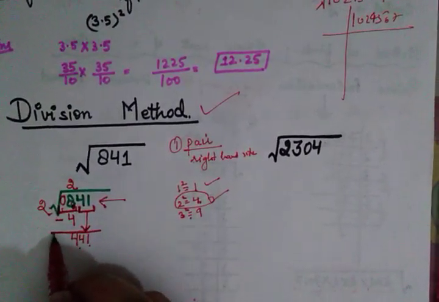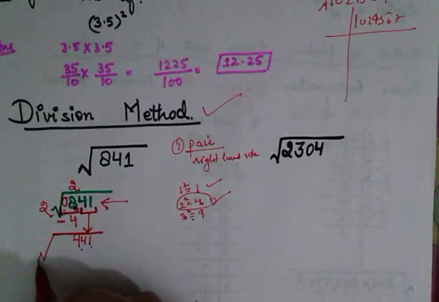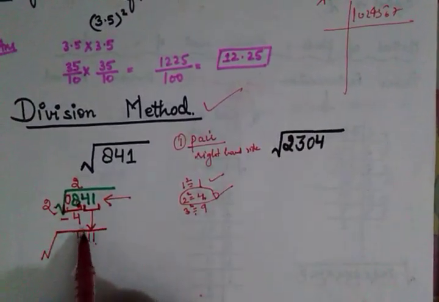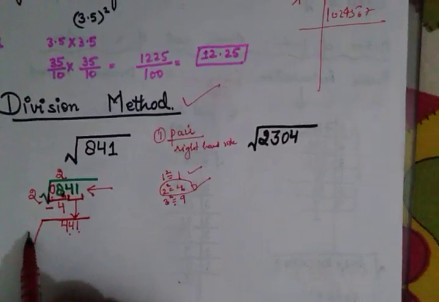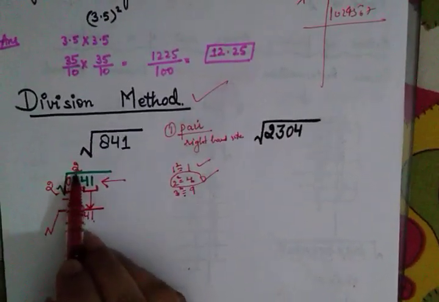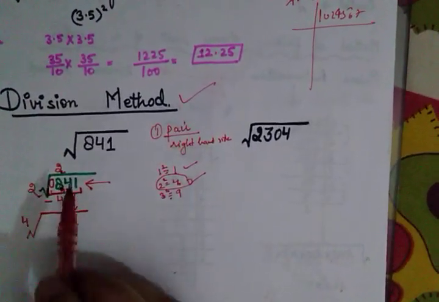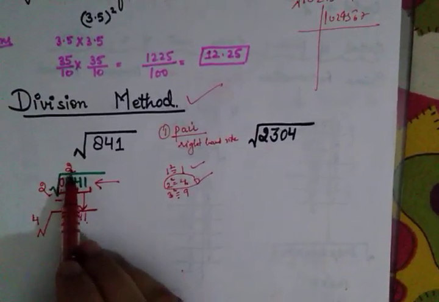Again convert this simple dash sign into a square. Okay. Now our target is 441. But here what will come? Double of this number which is here. What is double of 2? 4. Remember, what we have to do? Double of the number written on the top.